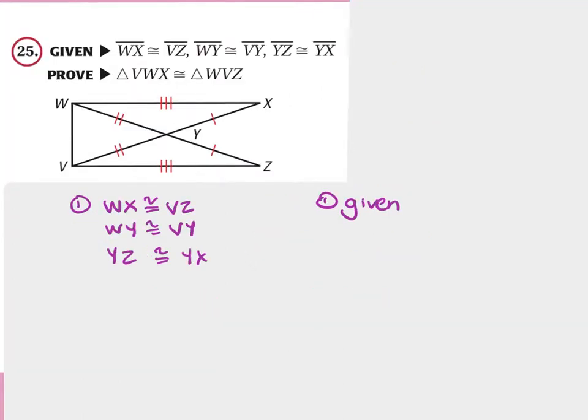All right, the second one says WX is congruent to VZ, WY is congruent to VY, and YZ is congruent to YX. So that's all the stuff that's marked. I need to prove that, again, these triangles are congruent. So if I, again, think about side, side, side, this side is congruent to this side. So that's one of the S's that's already used. I could check that off my list, right?